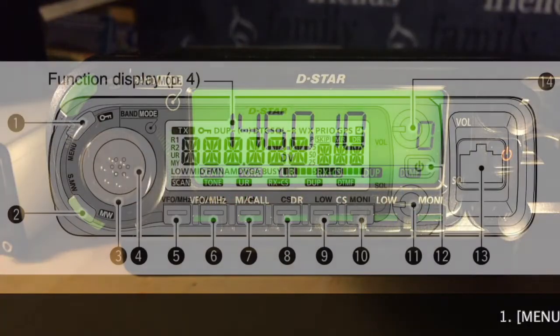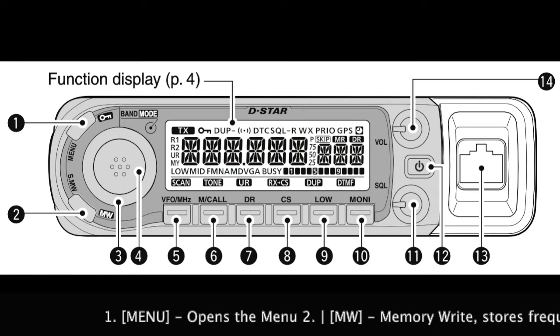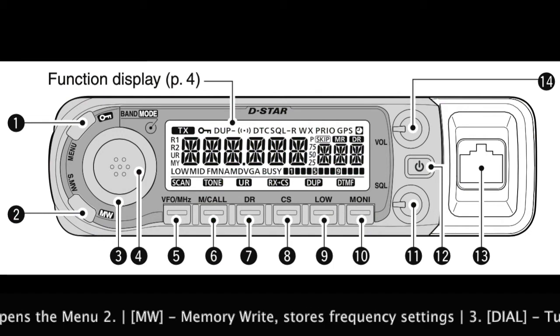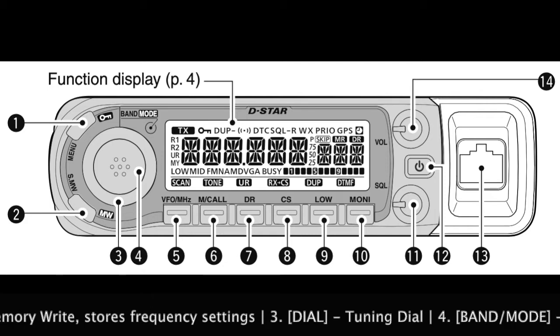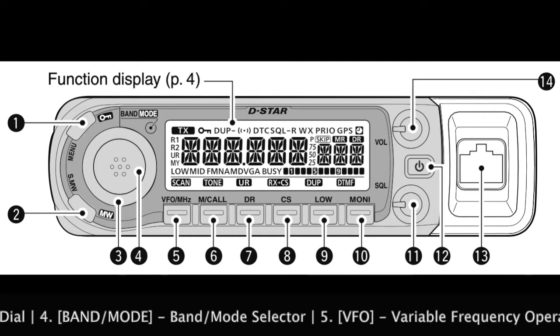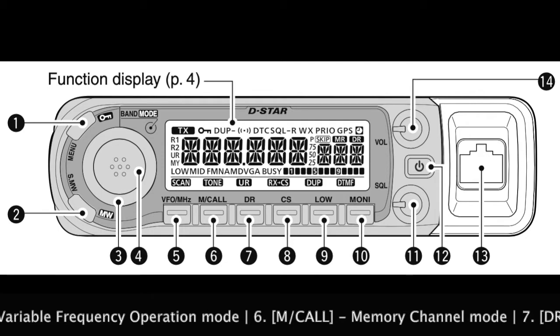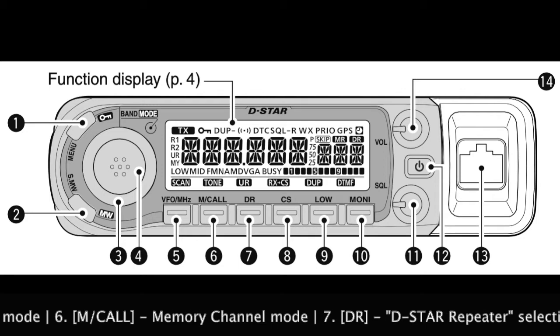In previous episodes, we've covered the following controls. Number 1, the menu. Number 2, memory write, stores the frequency settings. Number 3, tuning dial. Number 4, band mode selector. Number 5, variable frequency operation mode. Number 6, memory channel mode.